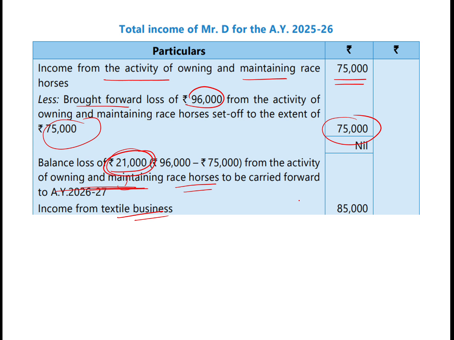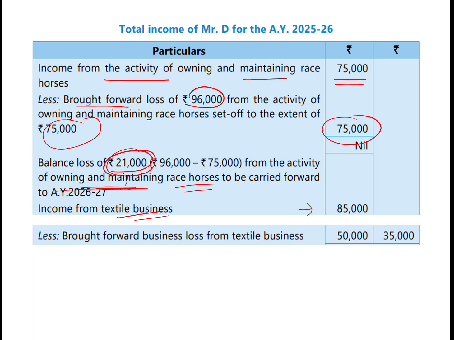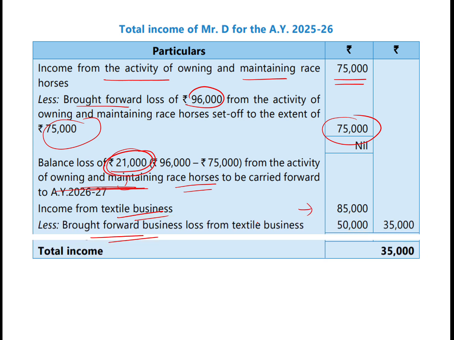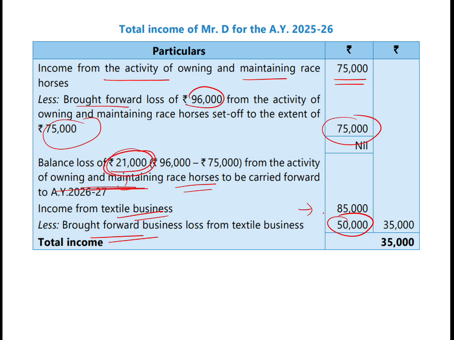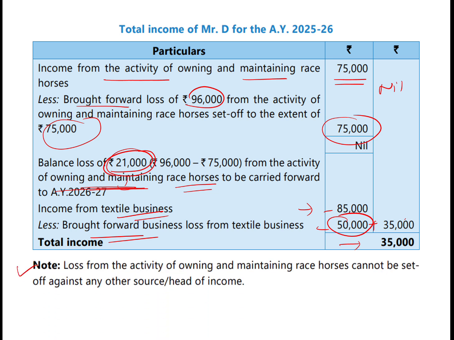Next we have textile business of 85,000 and we have brought forward losses of around 50,000. If we deduct both, we are getting around 35,000. So total income is 35,000, because first we have nil income and second one we have around 35,000. This is the note: loss from activity of owning and maintaining racehorses cannot be set off against any other source or head of income.